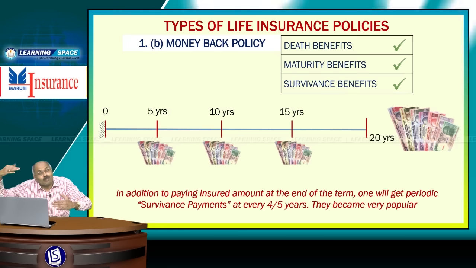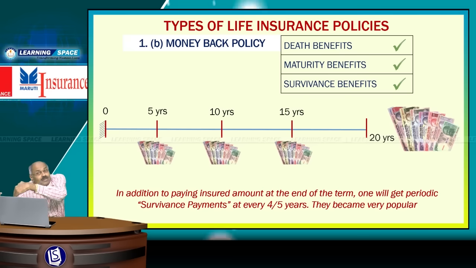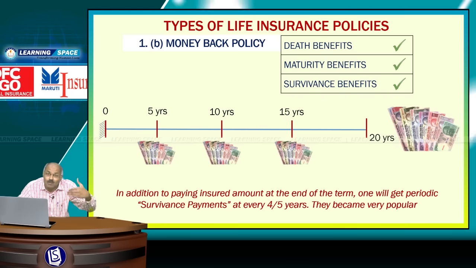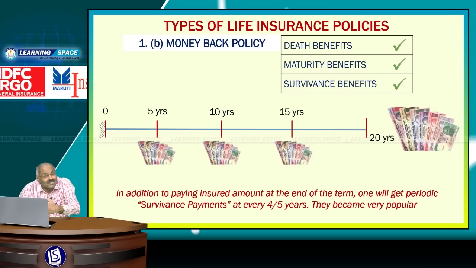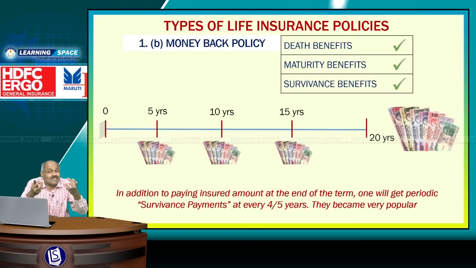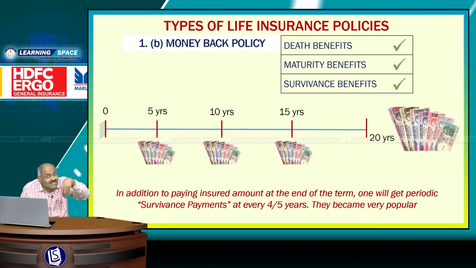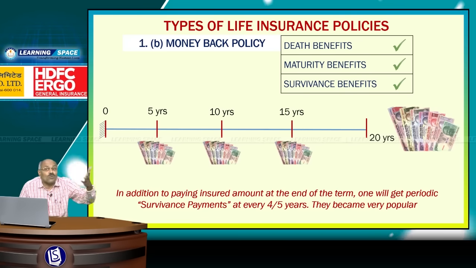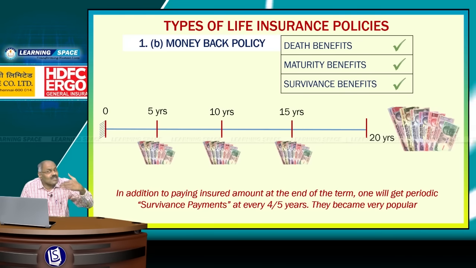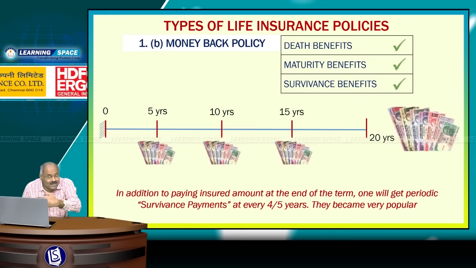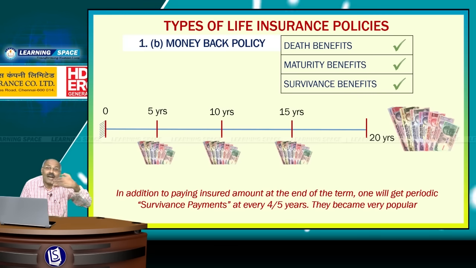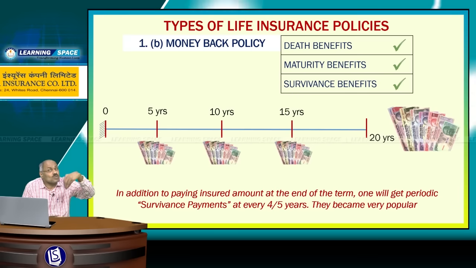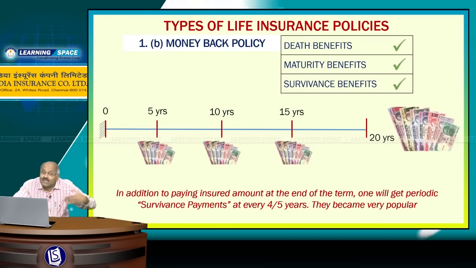After the end of the maturity period, the maturity benefit will be there, and the third type of benefit is the survival benefit, that is paid at every 4 years or 5 years. That means the insured will get some amount after regular intervals of 4 or 5 years. That's why these money back policies became so famous. So, if someone asks what is the concept behind a money back policy, please don't forget it is one type of endowment policy, with the only difference that at frequent intervals the insured will get some money from the insurance company.